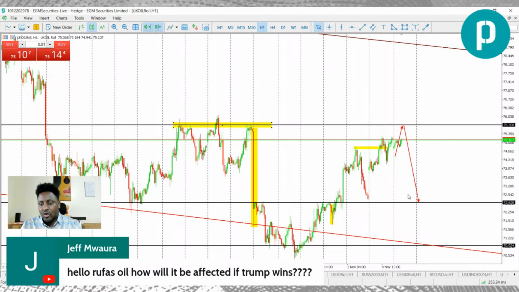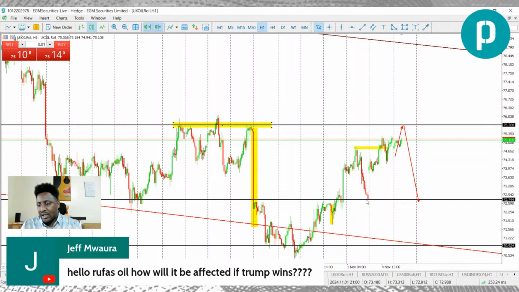So we could be seeing a drop towards the lower side, eventually closing the weekend gap, and perhaps the market drops to $72.744 per barrel.